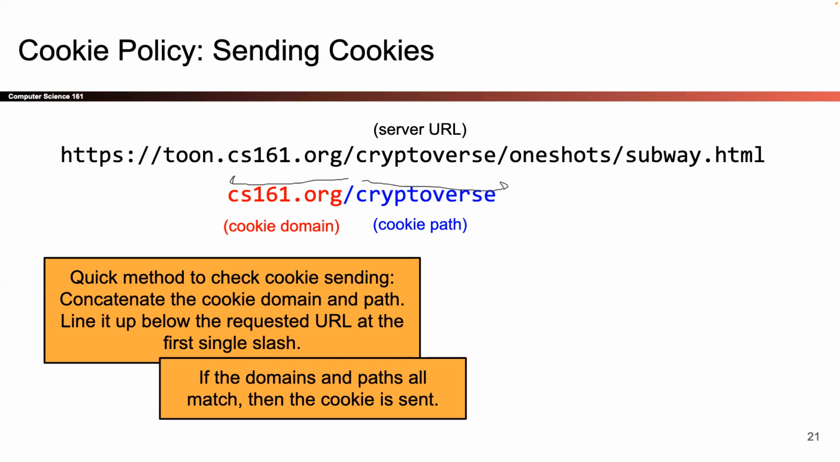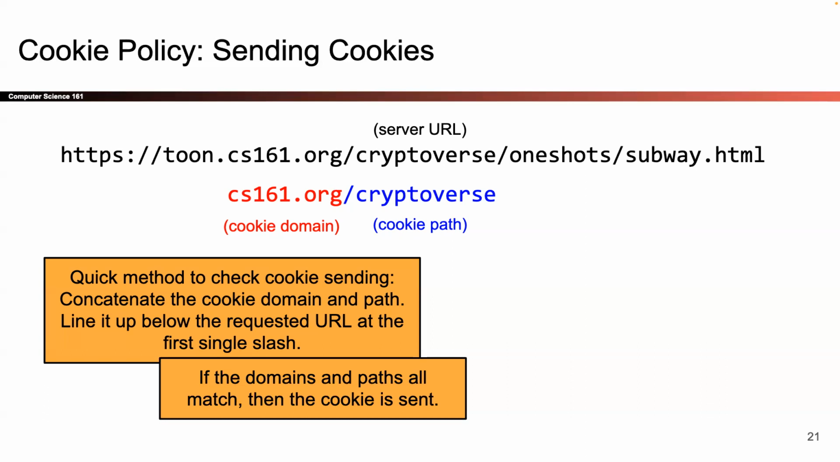So if I start at the slash and move to the left and to the right, and everything matches with the cookie domain and the cookie path against the URL that I'm sending to, then I consider this cookie relevant. Whatever name and value pair is associated with this particular cookie, I will attach this cookie and send it to this URL.